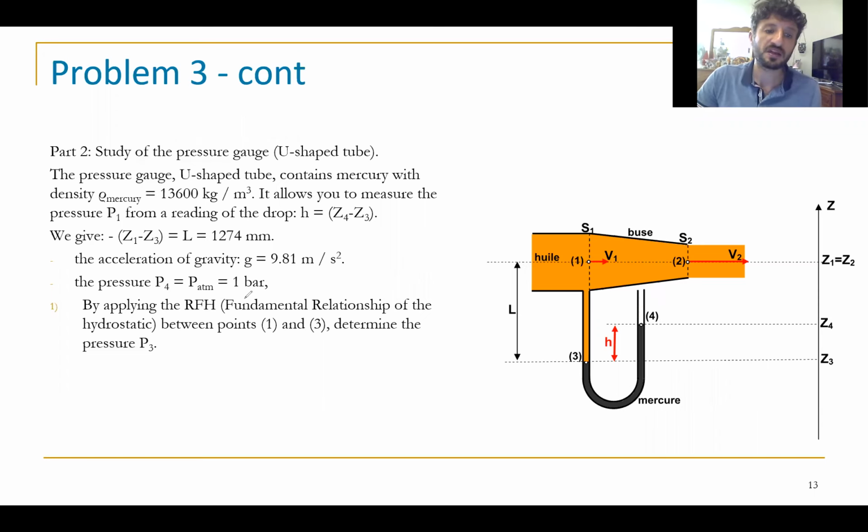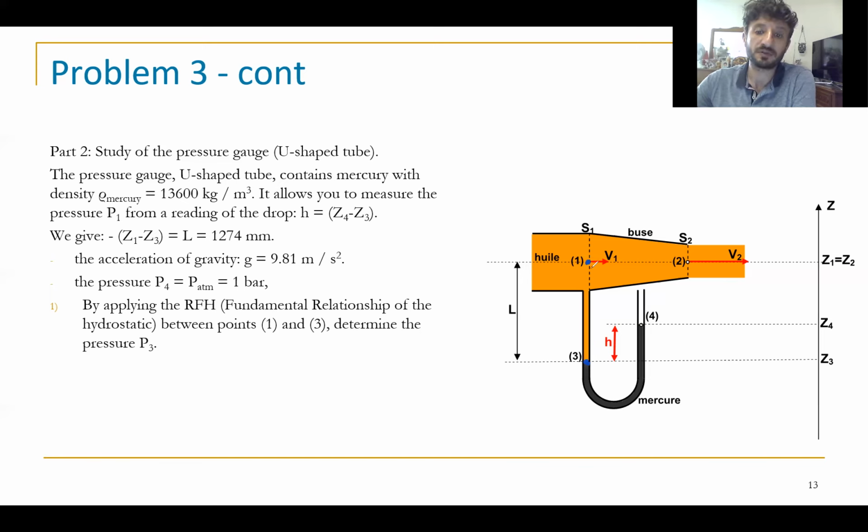By applying the fundamental relationship of the hydrostatic, because you know here we have a hydrostatic problem, it's not dynamic. Between 1 and 3, determine the pressure P3. I want to find P at the point here. Okay? You know, I need to find P. Between the point 1 and the point 3, we don't have a flow of fluid. We have a static state.